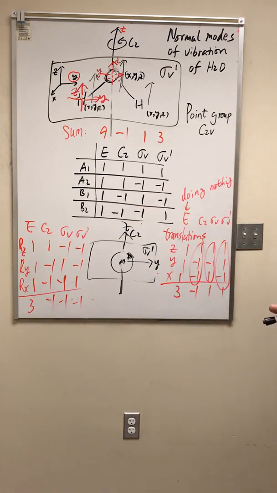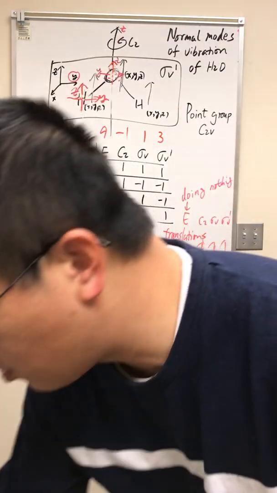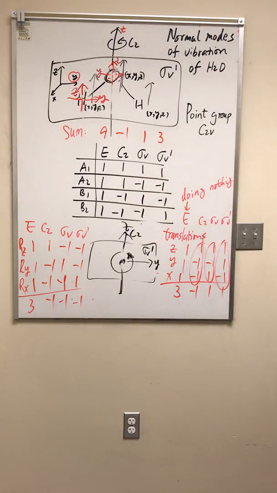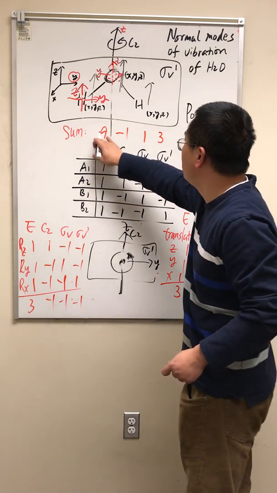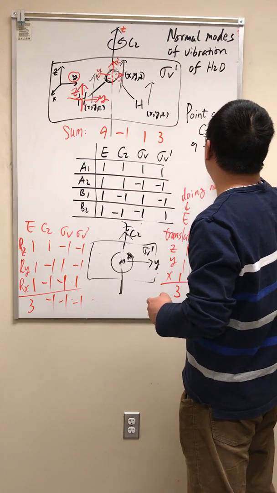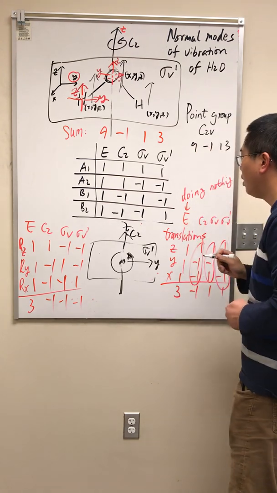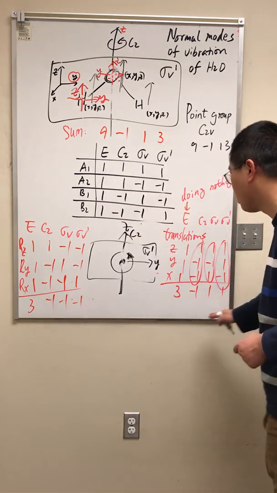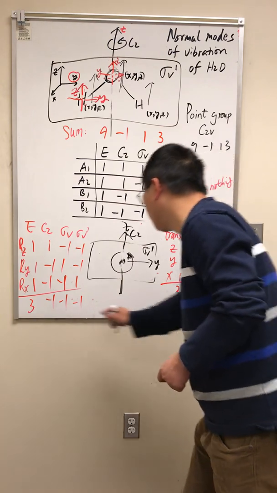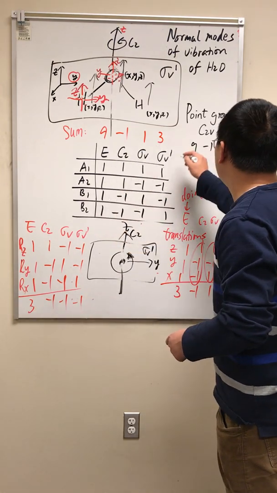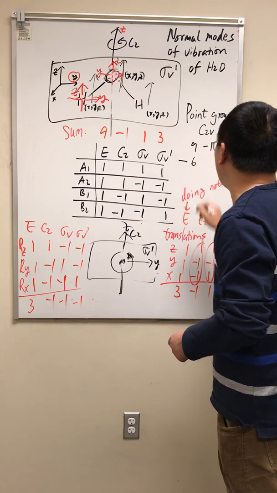Okay? So we determined the symmetries of the 3 rotations and the 3 translations of the entire molecule. All right. So this is 9 motions. We have 9, -1, 1, 3, all 9 motions. And then we have 3 translations, we have 3 rotations. So I'm gonna just put this here, 3 plus 3, that's 6. And we're gonna just subtract that.